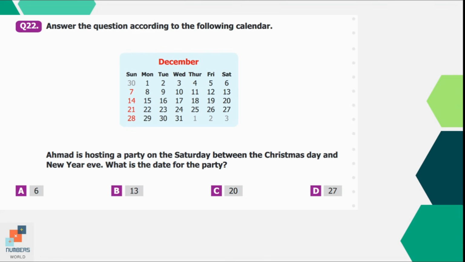Question number 22, answer the question according to the following calendar. Ahmed is hosting a party on the Saturday between Christmas Day and New Year's Eve. What is the date for the party? So Christmas Day is on the 25th of December and New Year's Eve is on the 31st of December. So we need a Saturday between these 2 days, which is the 27th of December. So he will have the party on the 27th of December. So option D is the correct option here.